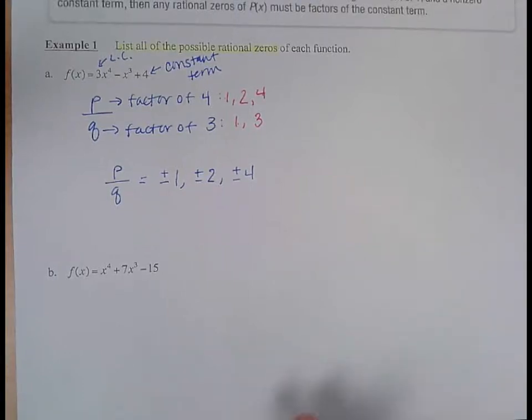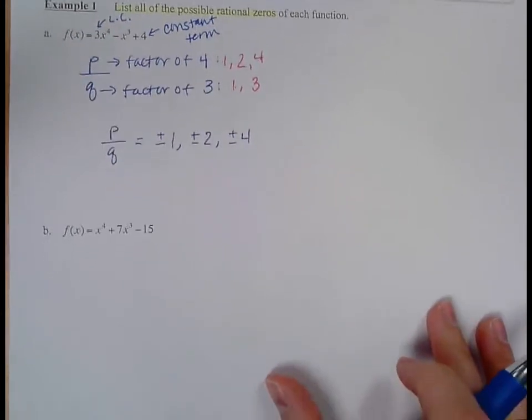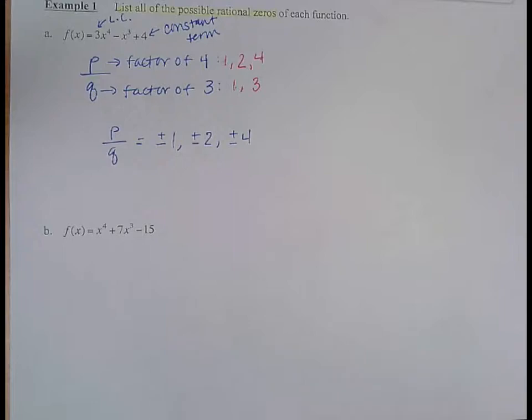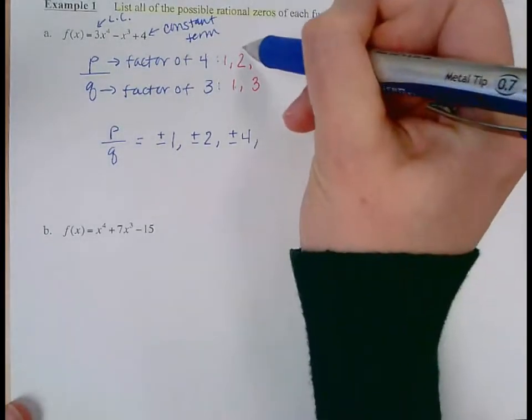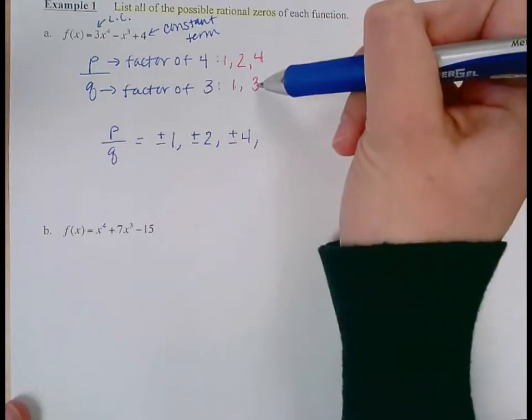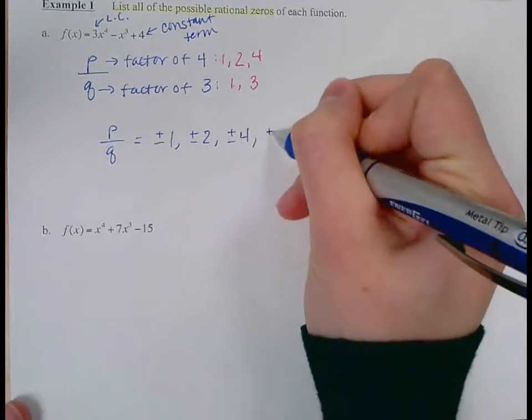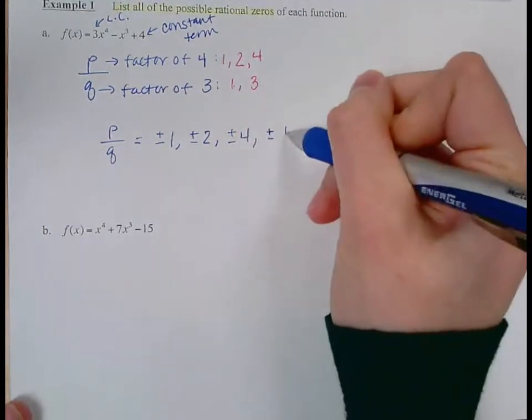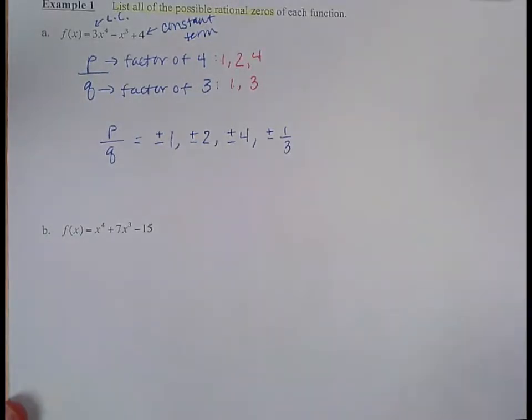So all those would be over 1, but then they're just simplified, just 1, 2, and 4, and again, plus or minus in front of each. And then I would list each of those factors of 4 over 3. So I would have plus or minus 1 over 3 is 1/3, and leave it as a fraction.